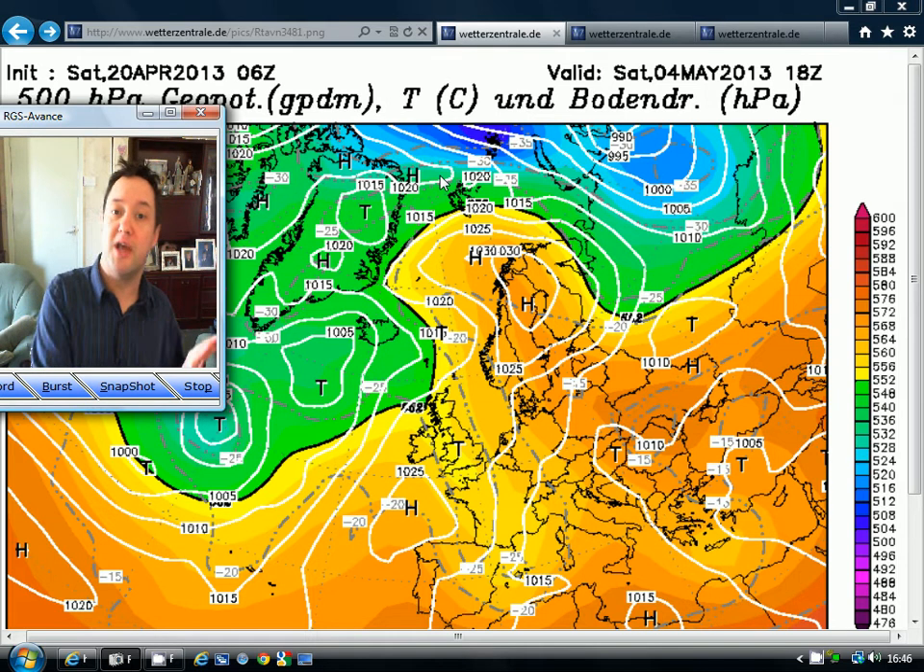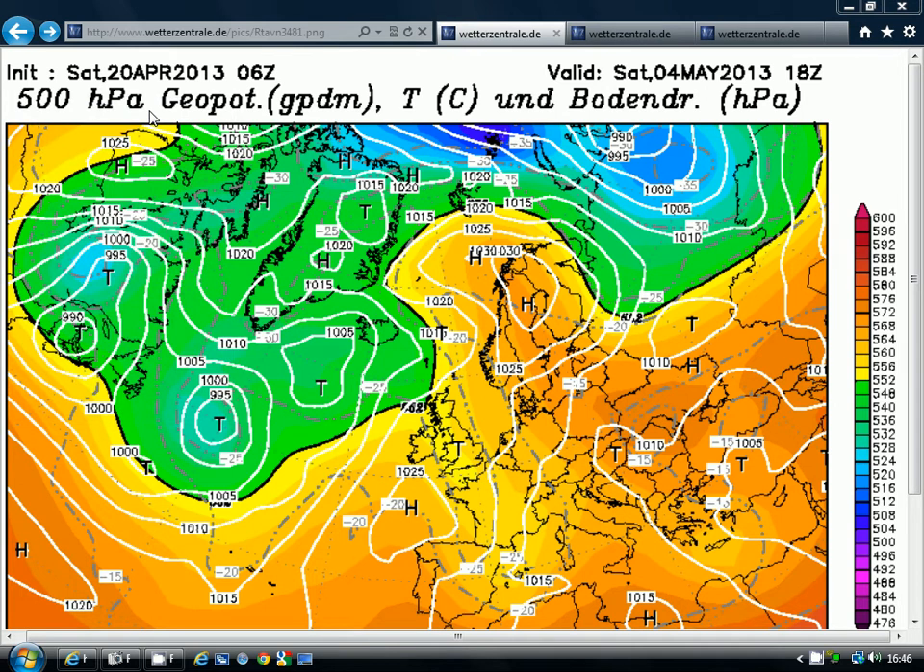And then once we get within a week to maybe 10 days, we'll be able to start looking at what the actual weather may be doing. But this far out, we can't really use the model for too much detail. So let's have a look at the chart for Saturday. This is the chart for Saturday the 4th of May.